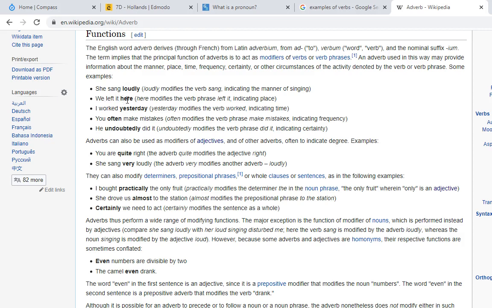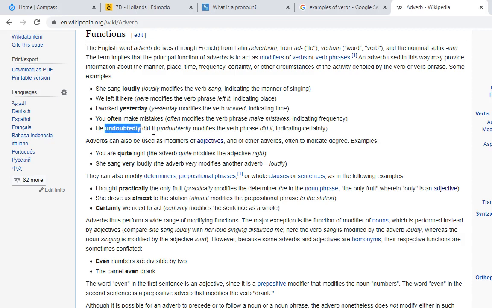So we left it here. Left is what you did. That's the action, your verb, and how you did it, or where you did it in this case, is the adverb. I worked yesterday. Okay, so this gives us an indication of the time. You often make mistakes. So mistake is what you do. Often modifies the verb phrase make mistakes, indicating the frequency.